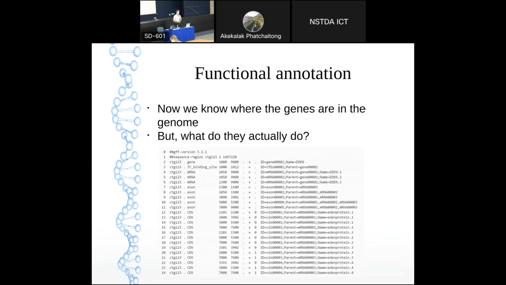Okay, so now we have the genome assembled. We've scaffolded it into chromosome-level scaffolds. We've identified where the genes are. Now we need to try and figure out what these genes do. So the GFF that we get back has only this information. It says there's a gene here. It has this completely useless gene name, and that's all we know about it.